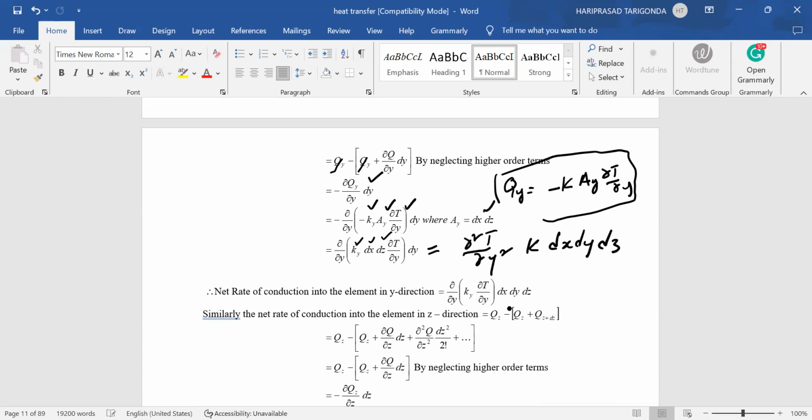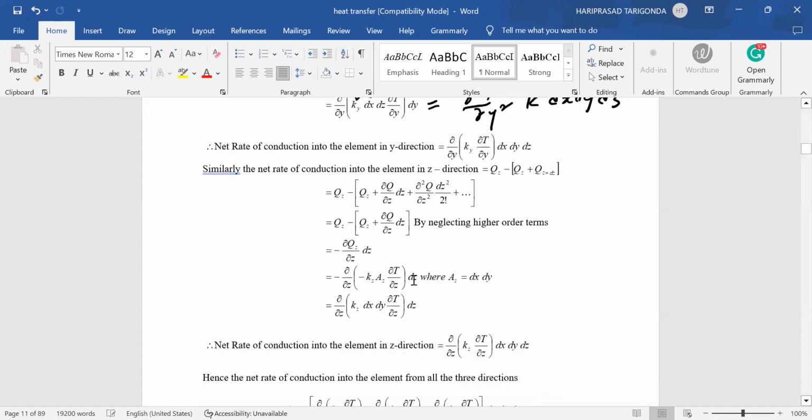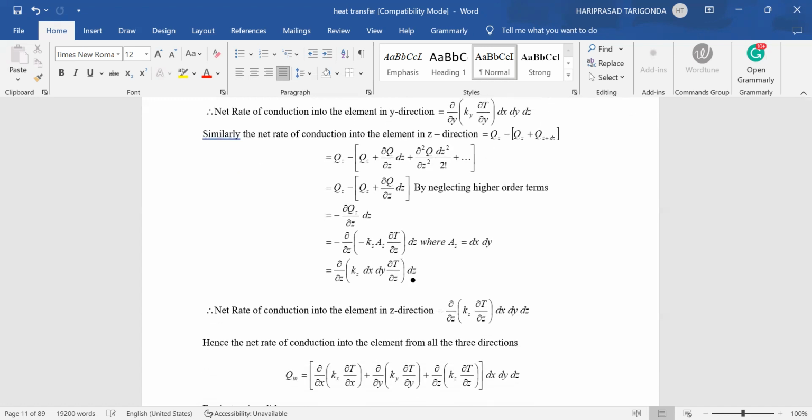In the same process, we are finding the net heat conducted into the element in z direction. So in z direction, the heat entering the element will be Qz. The heat leaving the element in the z direction will be Qz+dz. Now we are neglecting the higher order terms. Therefore, the value will be Qz minus Qz plus ∂/∂z of Qz into dz. Here also plus Qz and minus Qz get cancelled. So finally the expression will be minus ∂/∂z of Qz into dz.